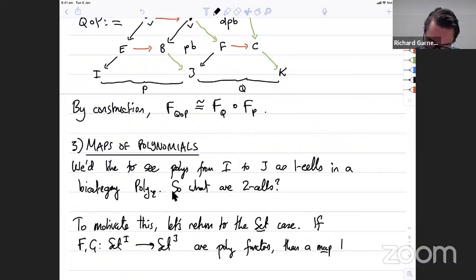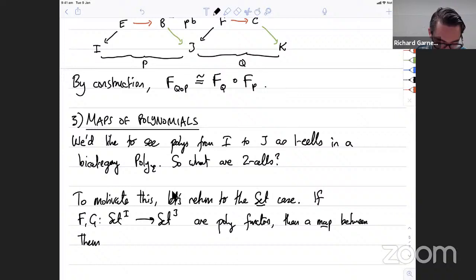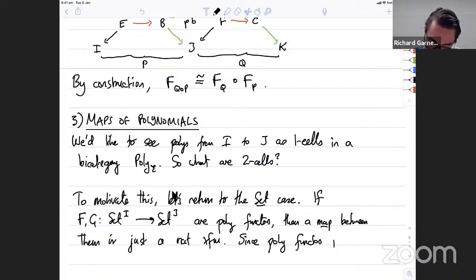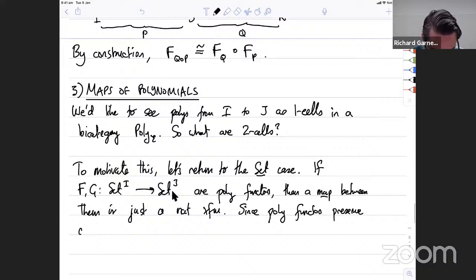Then a map between them is just a natural transformation. Okay, now the point is, since polynomial functors preserve connected limits, so in Set, I mean, always actually, limits. But I guess we're talking about Set, so maybe I'll say in Set, preserve connected limits.